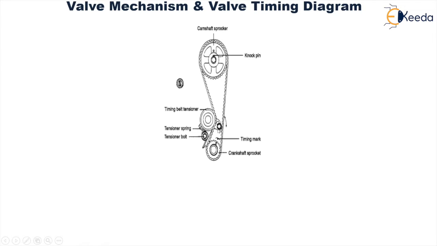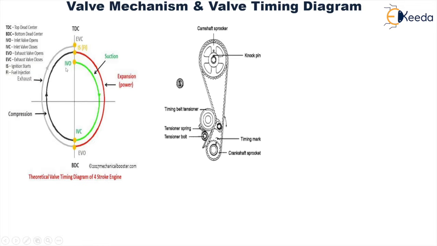We can see the transmission belt, the belt tensioner, tensioner spring, tensioner bolt, and timing mark. So when the crankshaft rotates, it rotates this timing belt. This timing belt is wound over here and attached to the camshaft, which opens and closes the valve. So the crankshaft rotates, and this in turn opens and closes the valves by means of a camshaft. Now let us see what a valve timing diagram is.